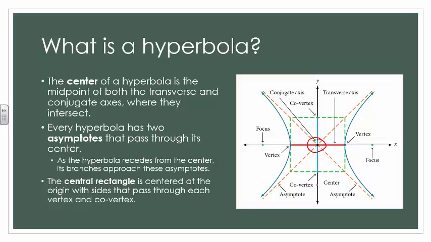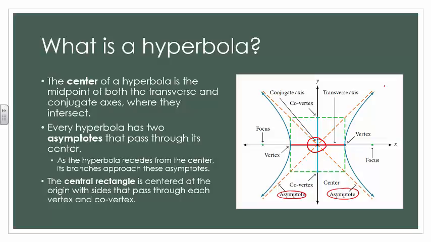Every hyperbola has two asymptotes that also pass through the center. And as the hyperbola recedes from the center, its branches approach the asymptotes. So we'll take a look at that. The orange dotted lines in the picture are our two asymptotes. We can see they pass through the center, that black point that I have circled. And we see here that as the hyperbola recedes, these blue curves that represent the hyperbola get closer and closer and closer to that asymptote, but they'll never quite touch it.